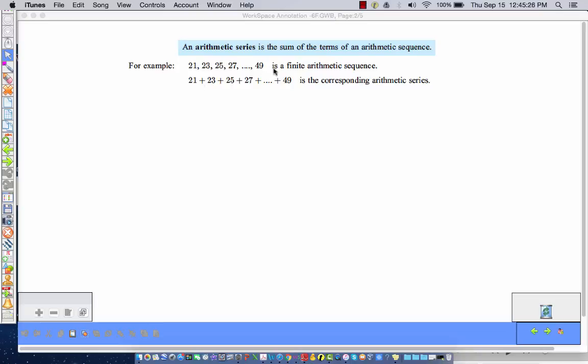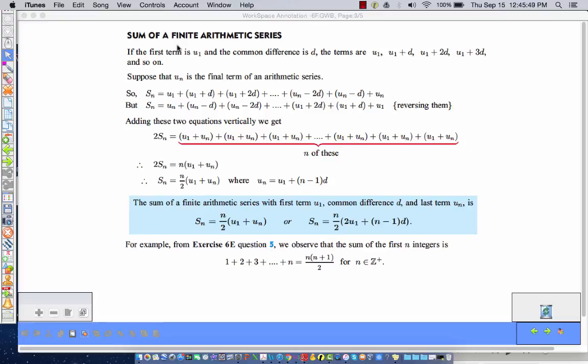And this is finite, because the sequence stops at 49. If it was an infinite arithmetic sequence, we can't find the sum because it goes to infinity. That'll change for some geometric series, but that's the next video. Okay, this should be pretty quick. The sum of a finite arithmetic series.